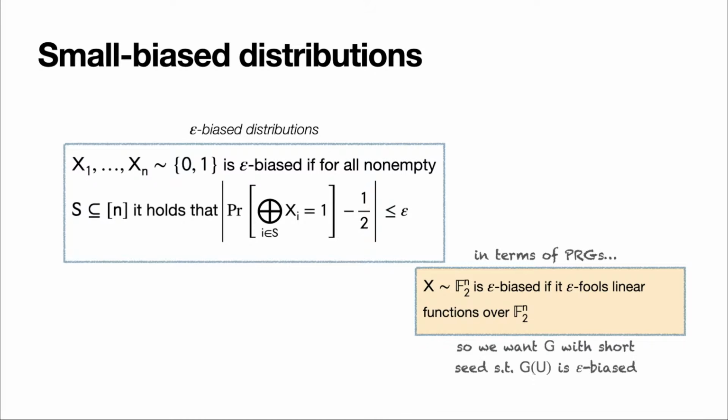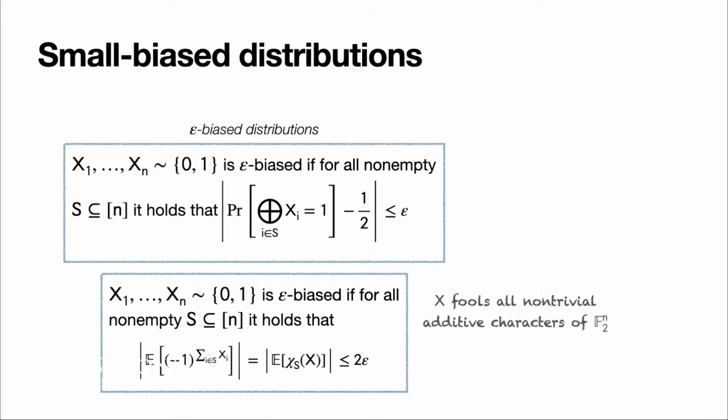We want a generator G with a short seed such that its image, or the uniform distribution over its image, is epsilon-biased. Questions about that definition? Good.